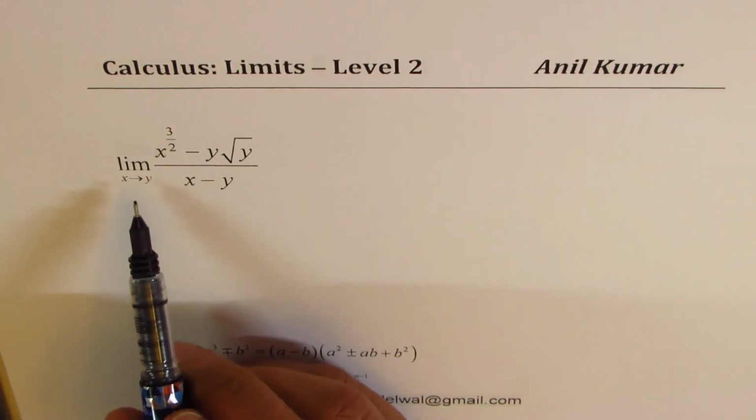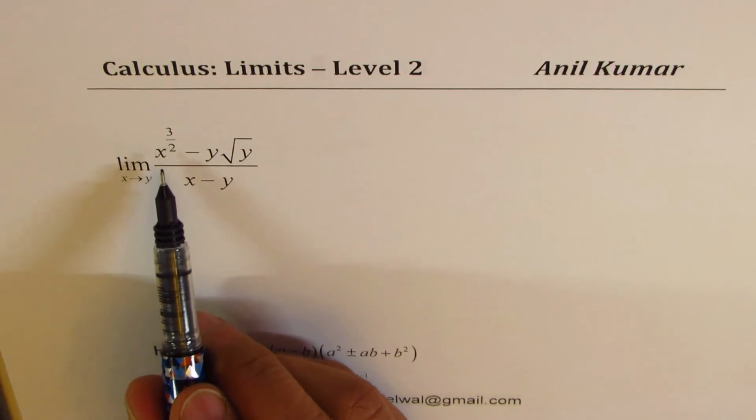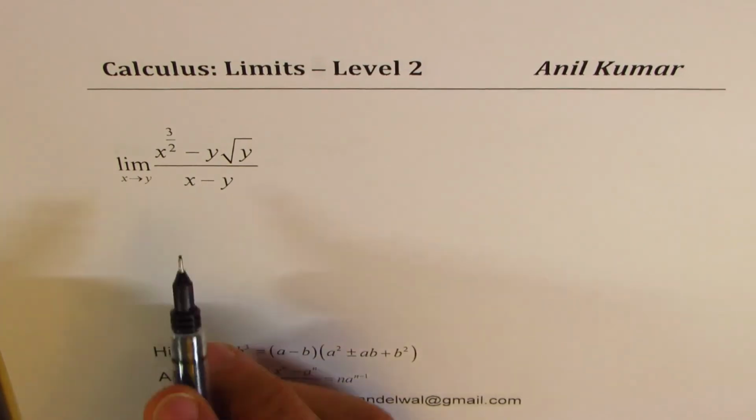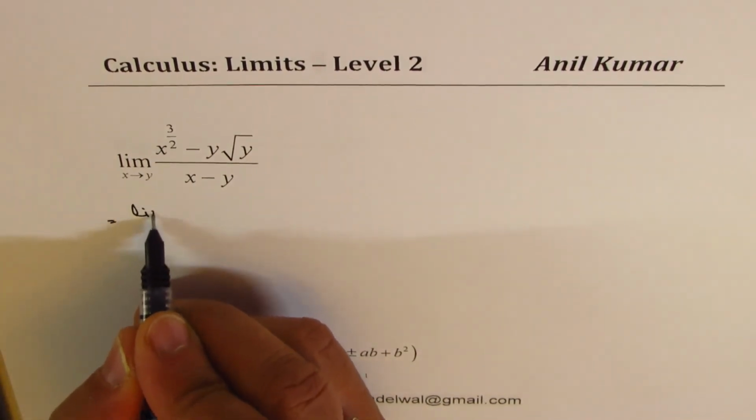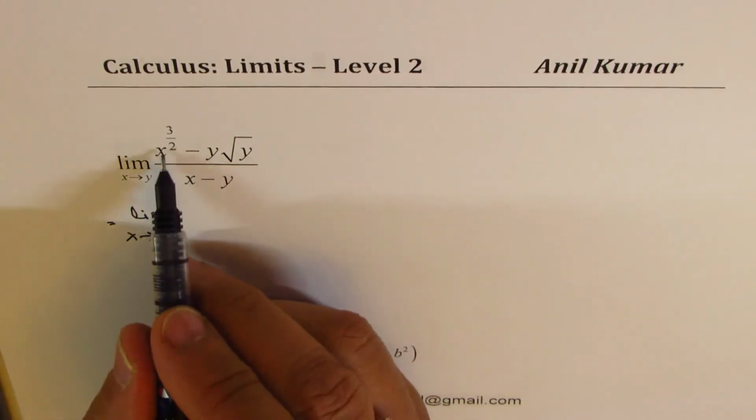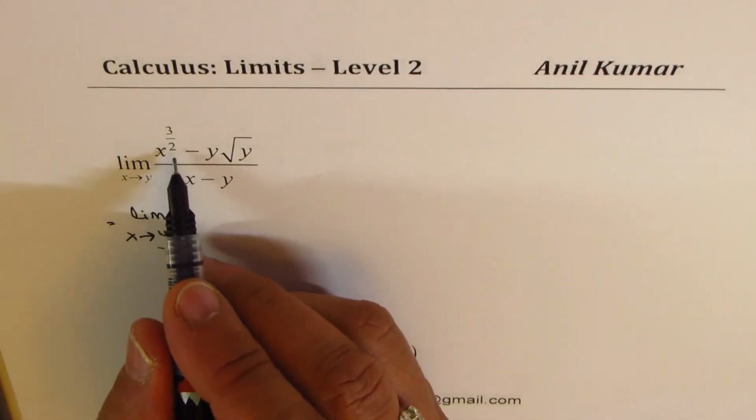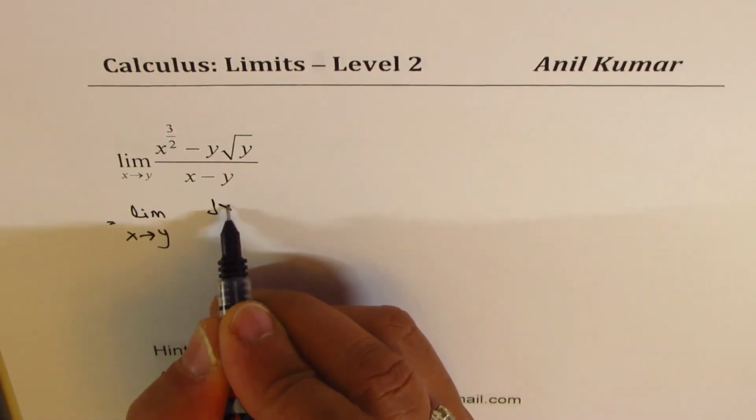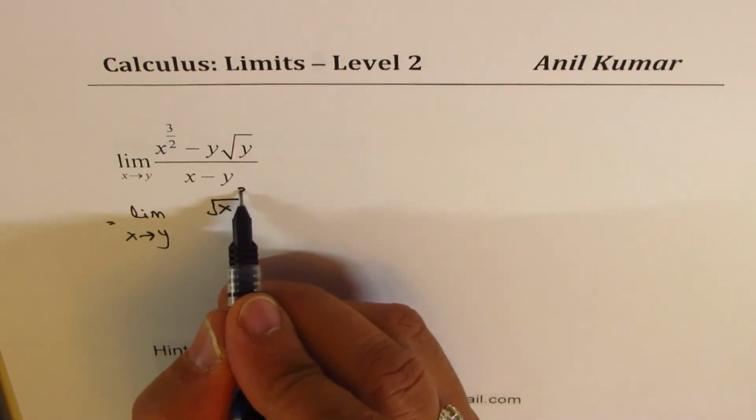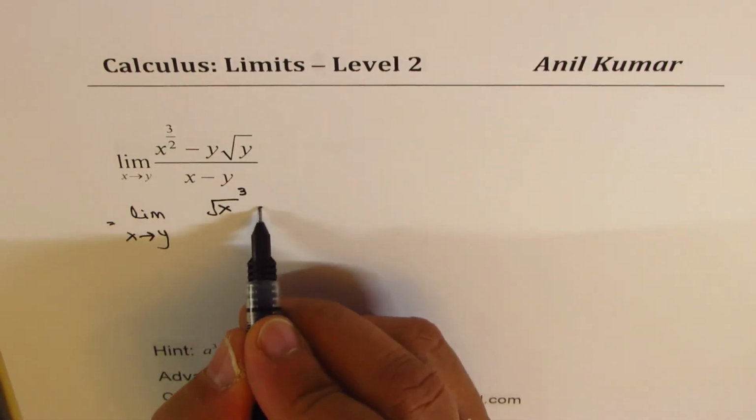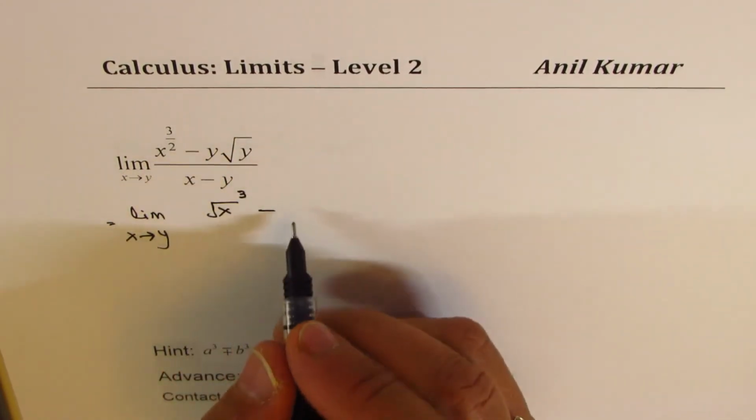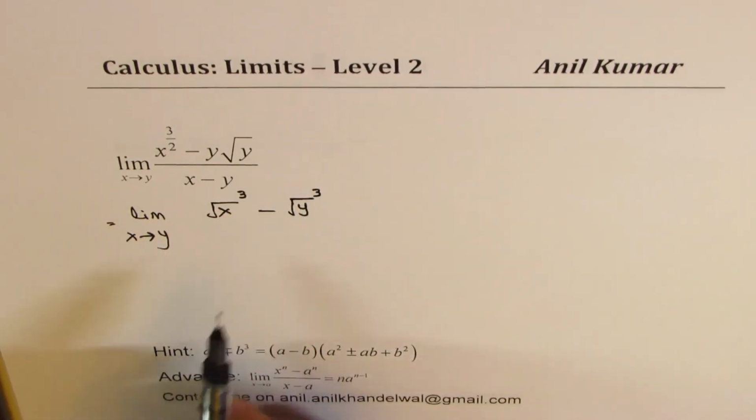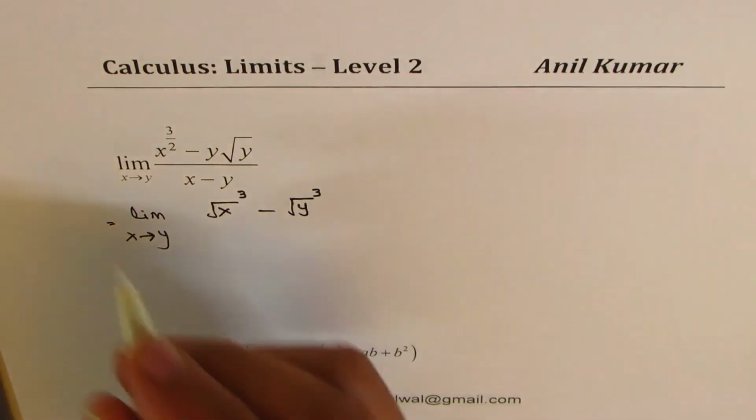So this time we have, as x approaches y, x to the power of 3 over 2 minus y times square root of y, over x minus y. Now here you could rewrite this as limit x approaches y. We have square root of x, that is to the power 1 over 2, and then we have a cube here. And this one is also y to the power of 3 over 2. So I could write this as square root of y cube. Correct? Let's see.